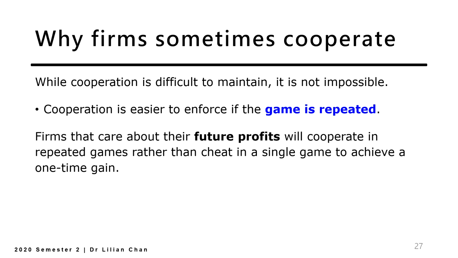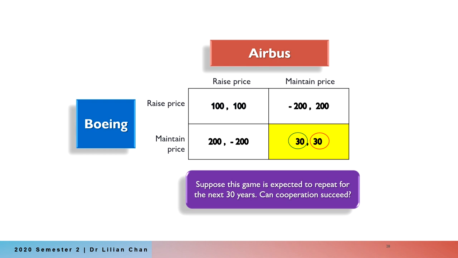Okay, let's see how a repeated game makes it easier to maintain cooperation between the rival firms. Listen carefully. In a one-off game, like we discussed earlier, the Nash equilibrium is where both firms maintain their prices and make $30 million in annual profits. We can see that the optimal outcome is where both firms agree to raise their prices next year simultaneously and make $100 million in annual profits each.